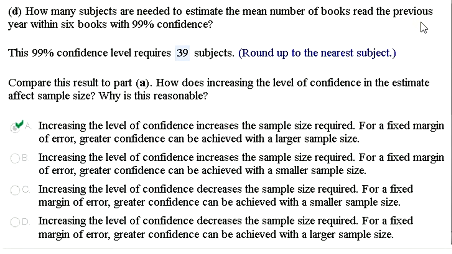Beautiful. So that's the nuts and bolts of doing confidence intervals in StatCrunch for population proportions and population means using t-intervals and population z-intervals. All right, great.